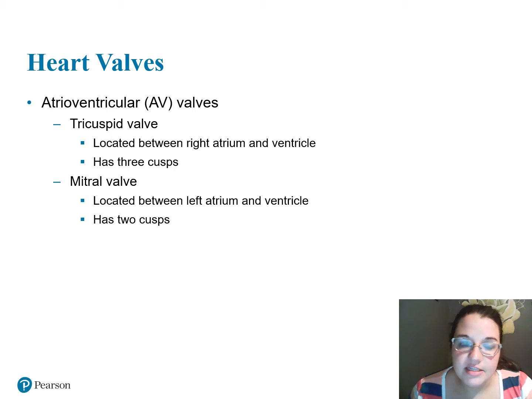Your tricuspid and mitral are going to be your AV valves, atrioventricular valves. That's going to come back, that abbreviation, AV. Your tricuspid valve is located between the right atrium and ventricle, and it has 3 cusps. The mitral valve is located between the left atrium and ventricle and has 2 cusps.